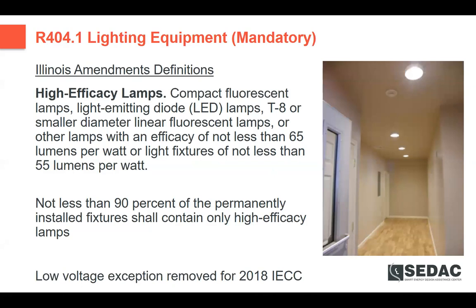One thing that was changed was low voltage exception removed. Low voltage lighting was removed as an exception from the 2018 IECC. So if you have low voltage lighting, it will have to conform with the permanently installed fixtures that contain only high efficacy lamps.